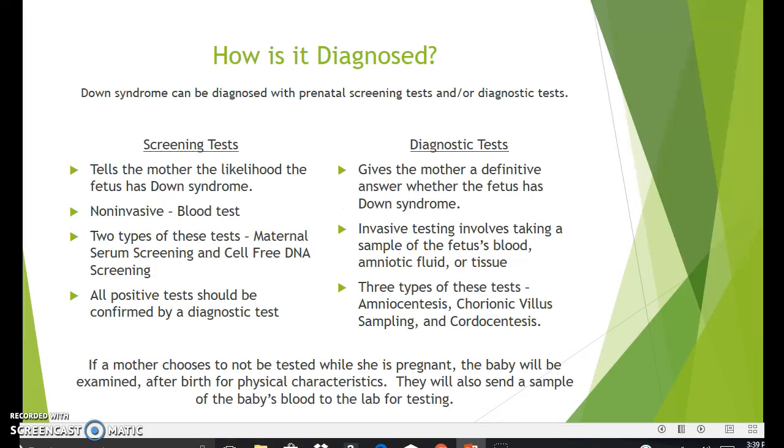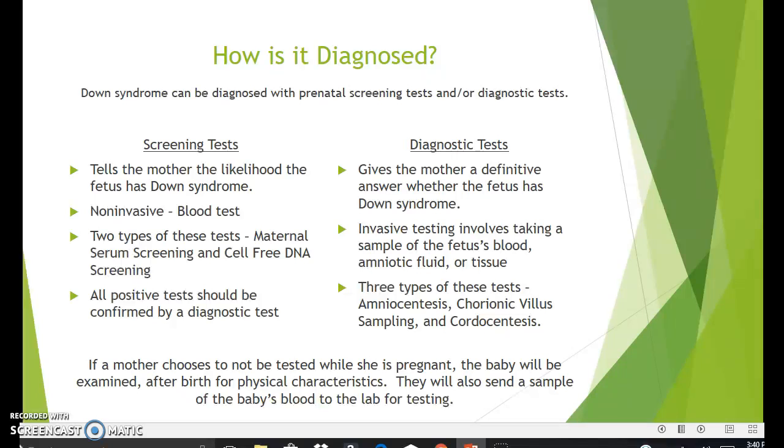So how is Down syndrome diagnosed? Well, it can be diagnosed with prenatal screening tests and/or diagnostic tests. A screening test would tell the mother the likelihood that the fetus has Down syndrome. A doctor would give her a number on a rating scale from 0 to 100, and the higher the number, the higher the likelihood that the fetus has Down syndrome.